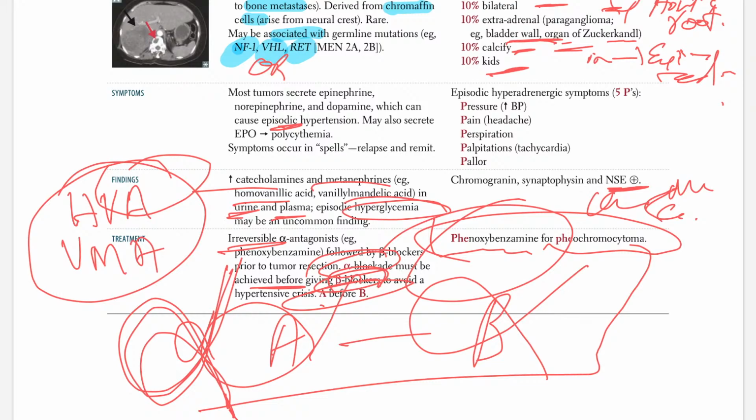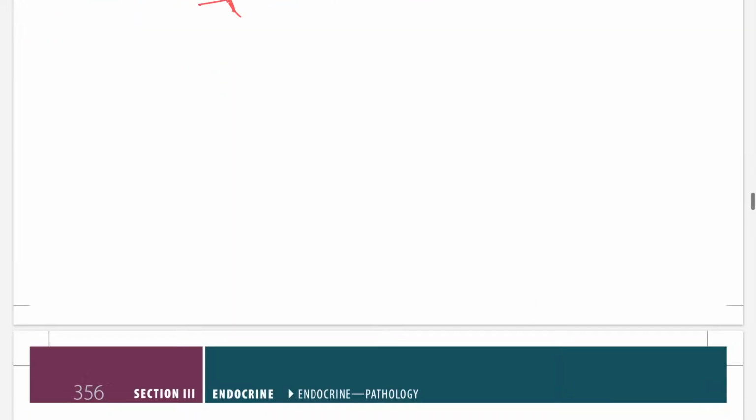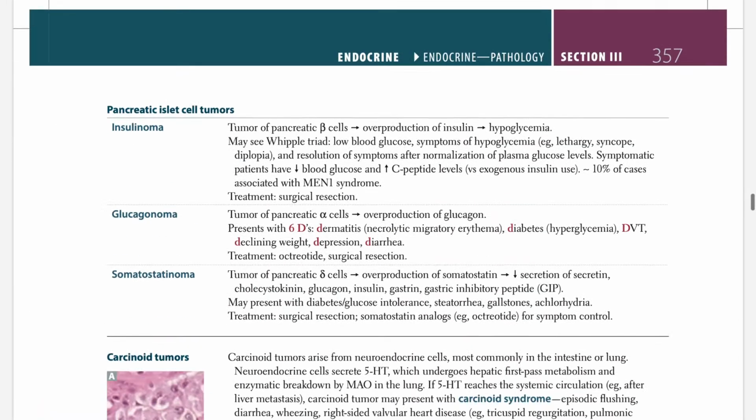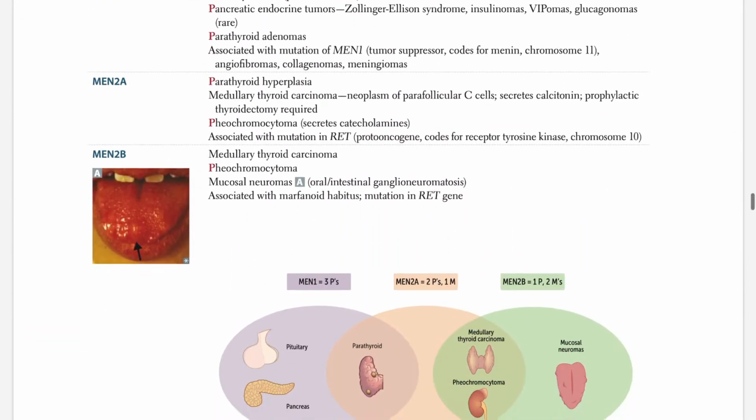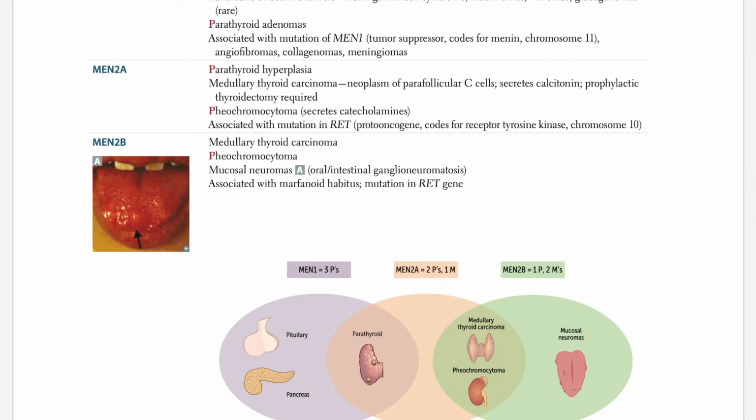Okay, let me know in the comments. Do you guys want to finish these two leftover pages? We can start pharma tomorrow, or you would just do them tomorrow. Let me know. Well, I have time, but let me know. Okay.